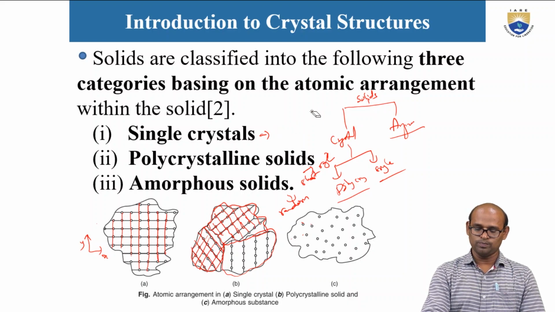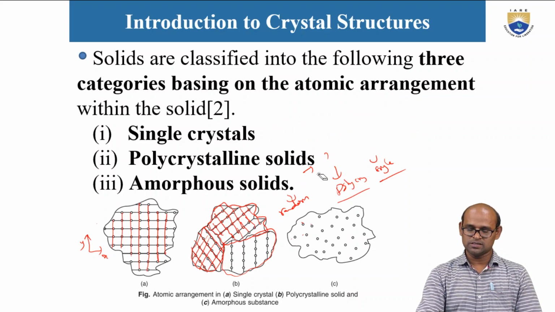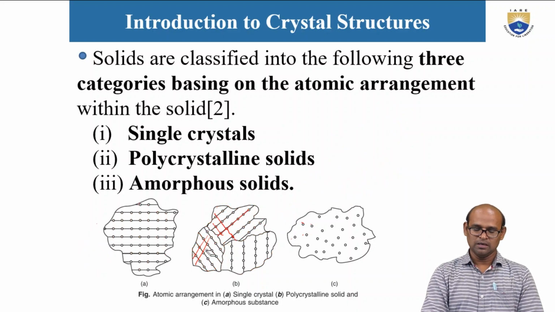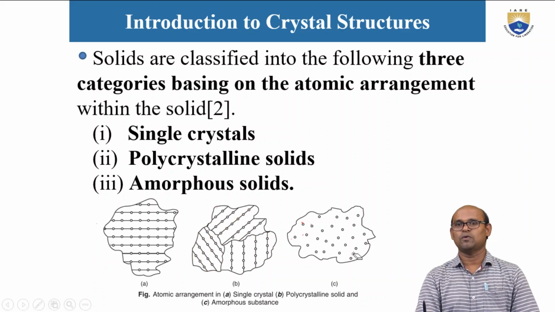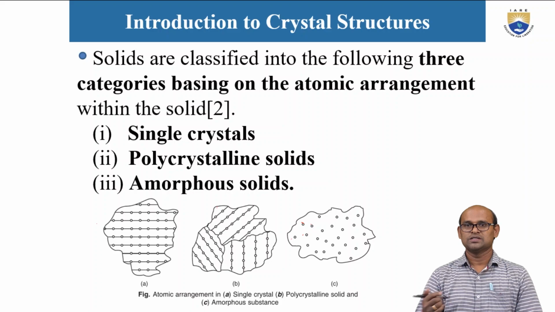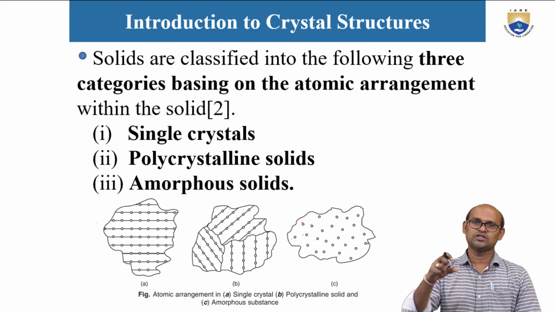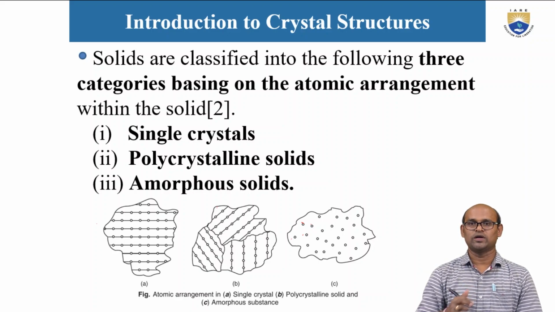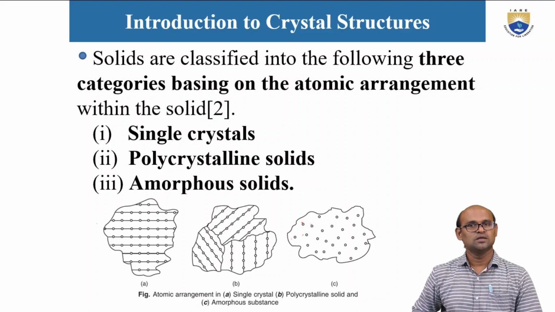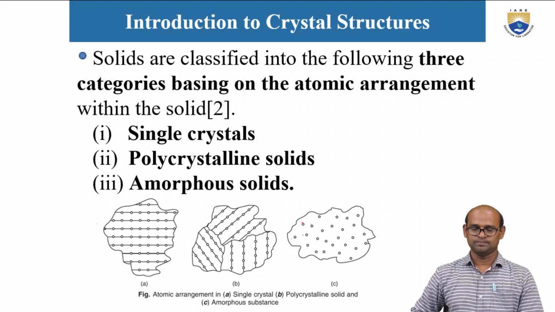So there are three different types of solids based on the atomic arrangement in that solid material: single crystals, polycrystals, and amorphous solids. Single crystals and polycrystals come under crystals, but in a single crystal you have long range order. Over long distances you have a regular periodic arrangement of atoms. In polycrystals you have many different crystallites. In each crystallite there is a regular periodic arrangement of atoms, but only for shorter distances. That is why we call it short range order. Whereas in amorphous solids the atoms are arranged in a random manner.